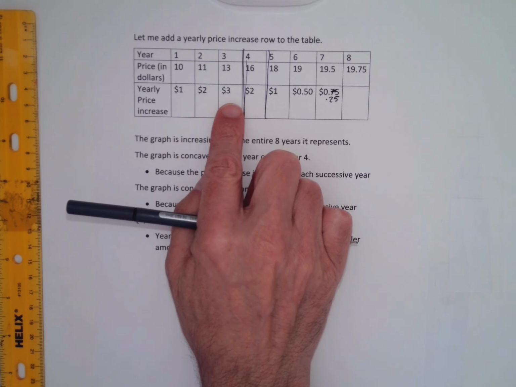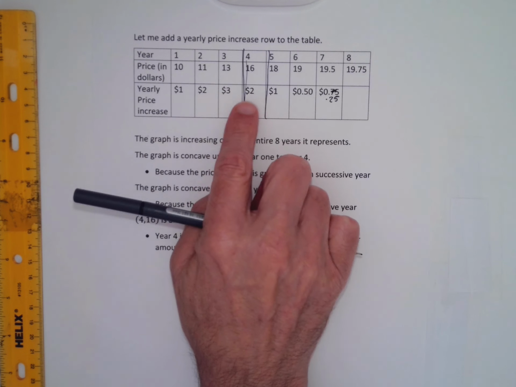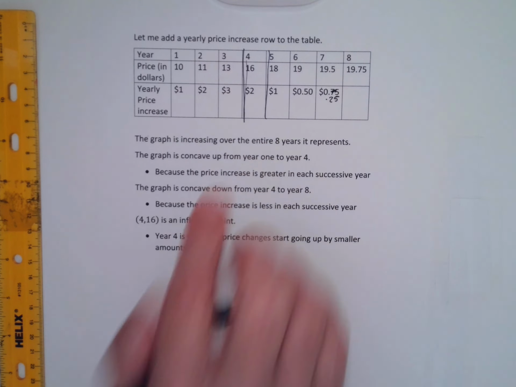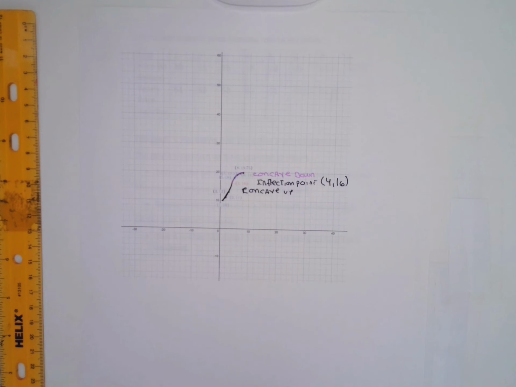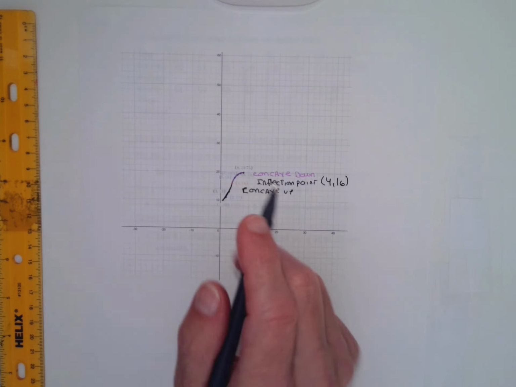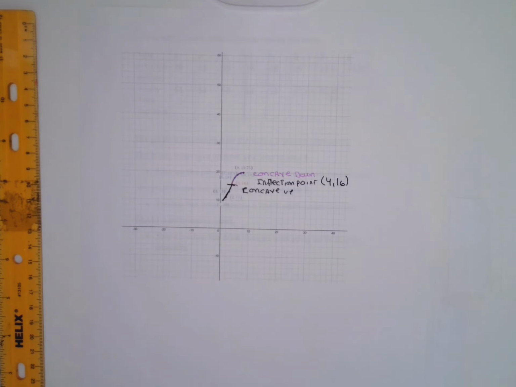For the first half of this, the amount of the price increase gets bigger and bigger. Then the amount of the price increase gets smaller and smaller. That's how an inflection point can show up in a realistic-ish kind of problem. So even though the price is increasing the whole time, while the amount of the price increase gets bigger than the last year's price increase, you get concave up. When the amount of the price increase is less than last year's price increase, you get concave down.